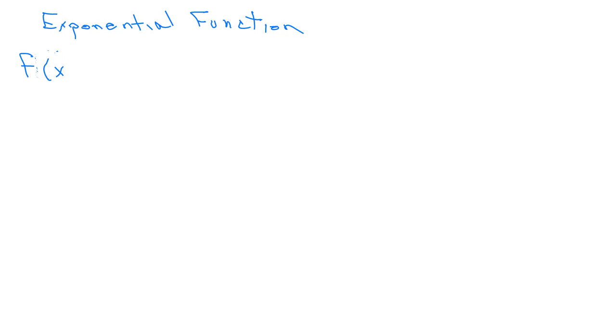F of x equals b to the x, where b is greater than 0. B can be any number, but it needs to be greater than 0. Because if you have a negative base and you raise it to a power, it's going to be jumping from positive to negative, and it really doesn't make any sense. A function that does that.